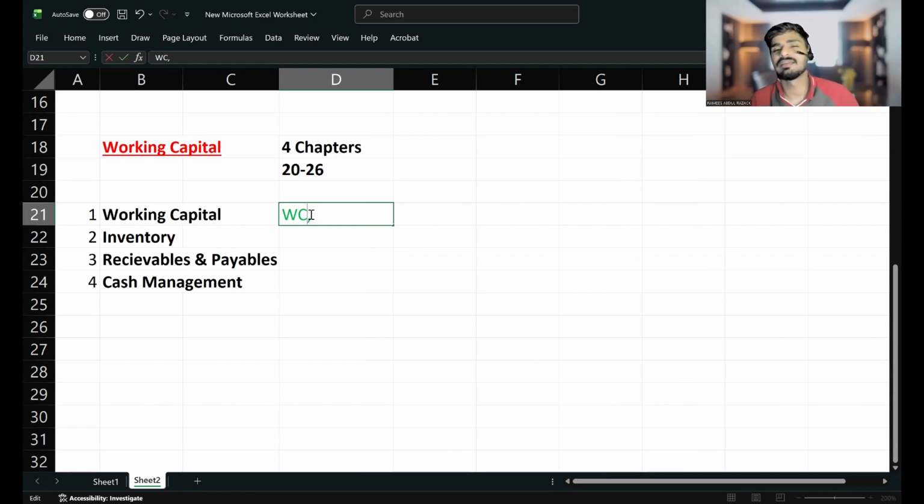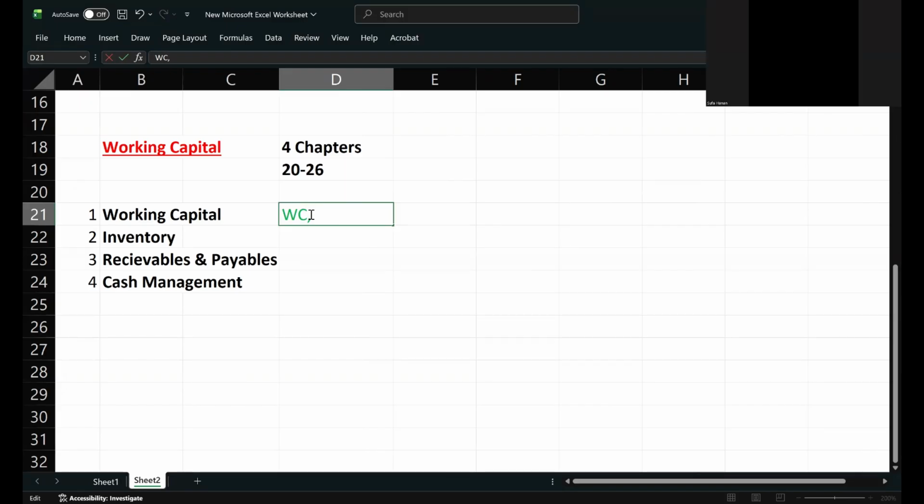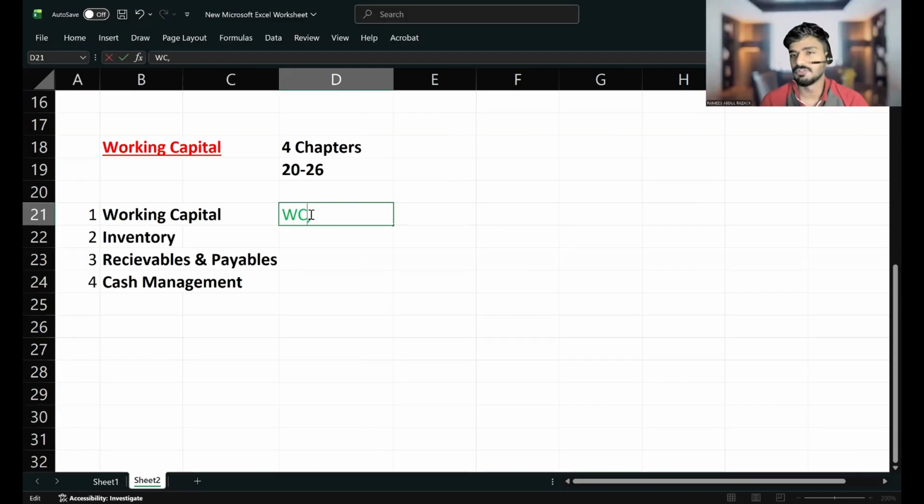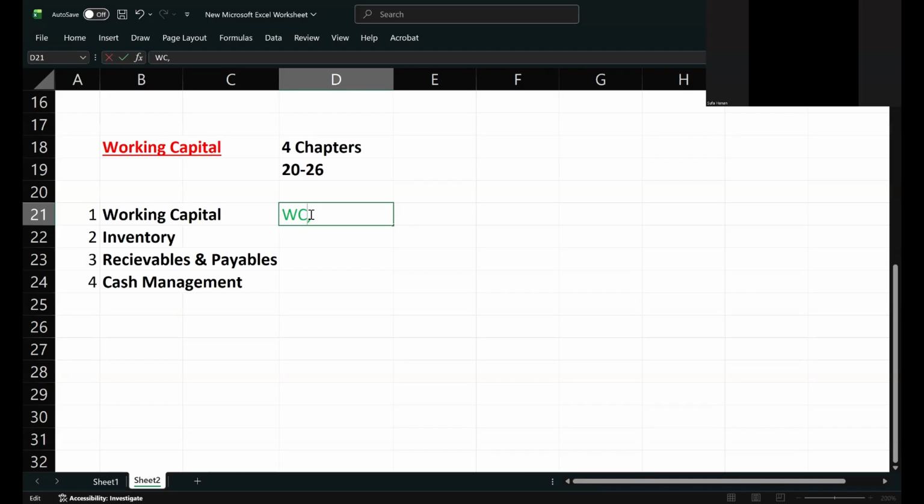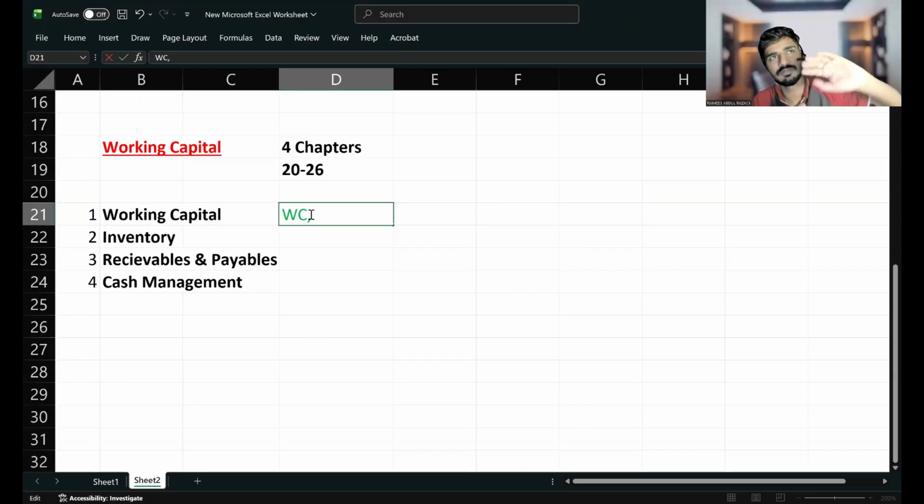So what are the current assets in a company? Receivables plus cash plus inventory, we will get the current asset total figure. Then for current liabilities, we can say payables, overdraft. So if you deduct the current liabilities from the current assets, you will get the working capital requirement. Or else we can say working capital is also known as the investment in current assets.